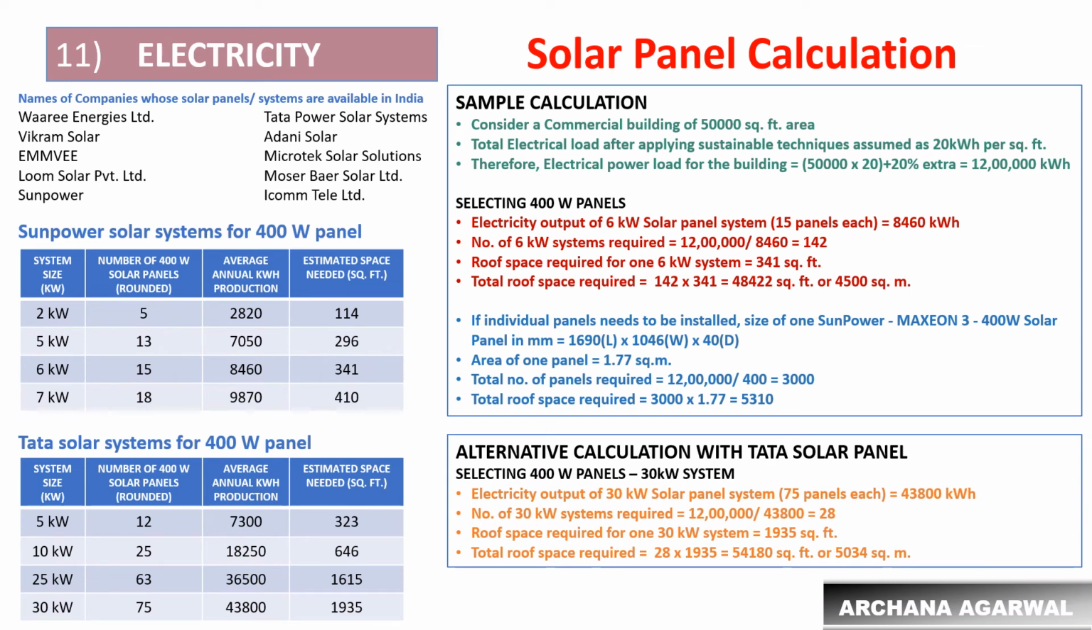This is an approximate calculation considering average annual kilowatt hour production of a 400 watt panel. In case you want to do detailed calculation, then you can consider peak sunlight hours of your region per day and also take a factor for each season and then do the detailed calculation. The information regarding this is available on the internet. You may also do a simple calculation using the power generation factor, which depends upon the climate of the site location.